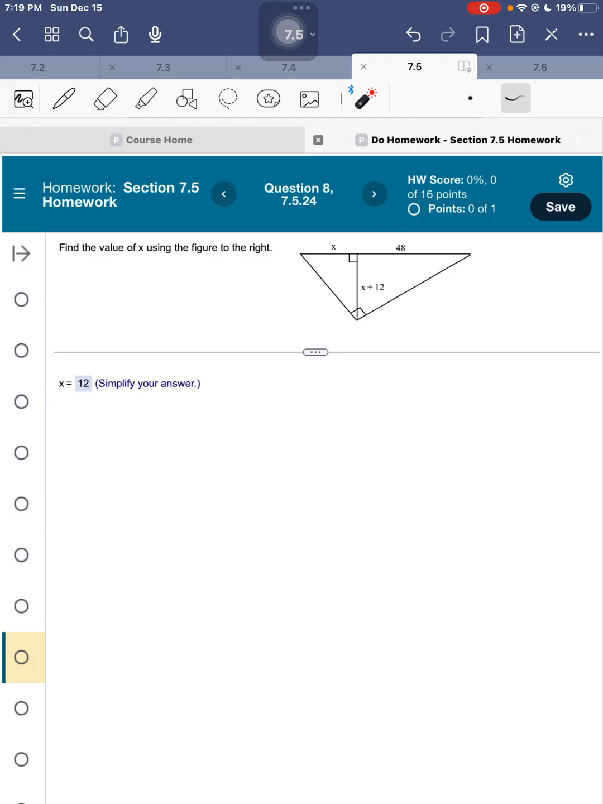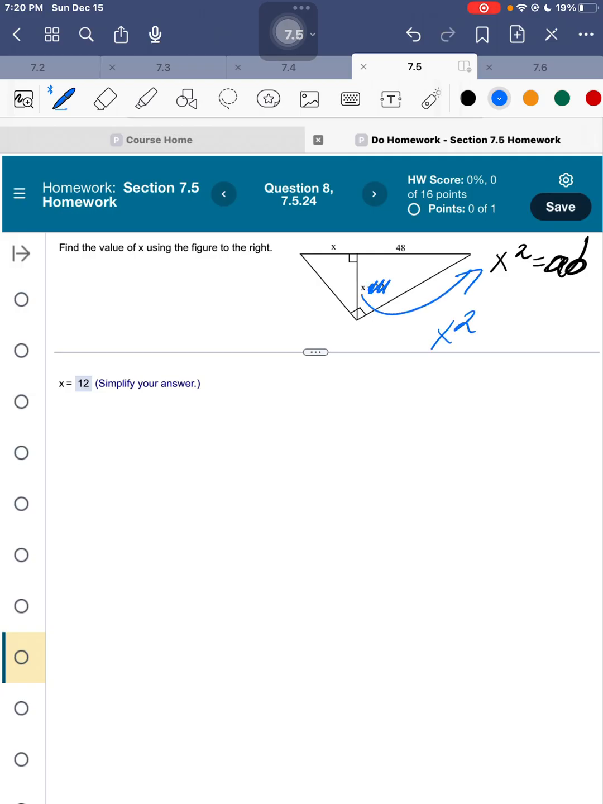Okay? So, it's going to be much of the same in this one, guys. So now, which geometric mean do I have? My altitude. So, once again, what's the equation for your geometric mean? x squared equals AB.